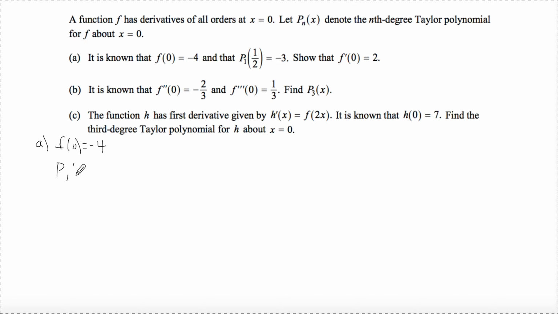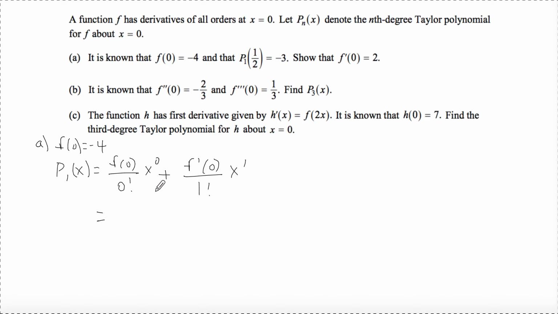So let me just write out what I generally know for that p sub 1. P sub 1, generally speaking, would be f of 0 divided by 0 factorial times x to the 0, right? If it's centered at x equals 0, I don't have a minus a or anything. Plus f prime of 0 over 1 factorial x to the first. Generally speaking, this is what the first degree Taylor polynomial looks like for any function, right? So let me fill in what I know, and maybe this will help.